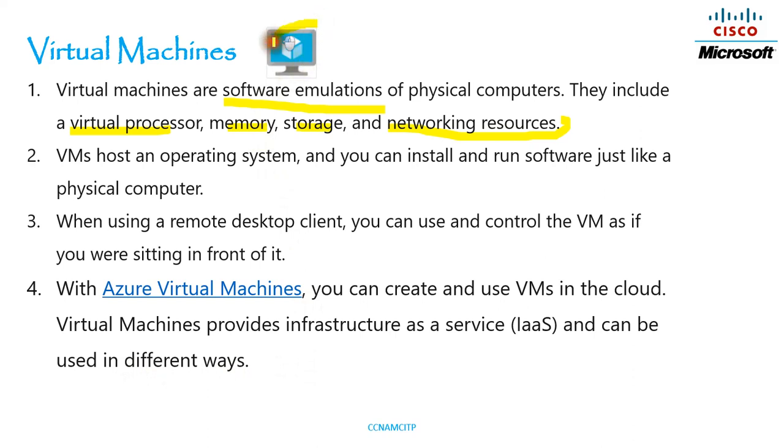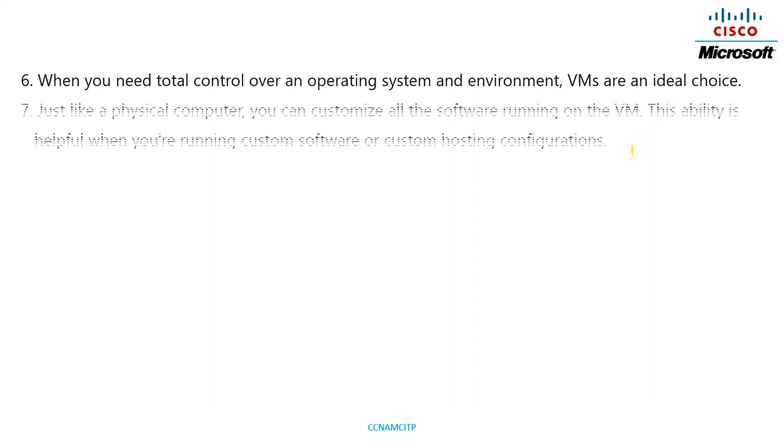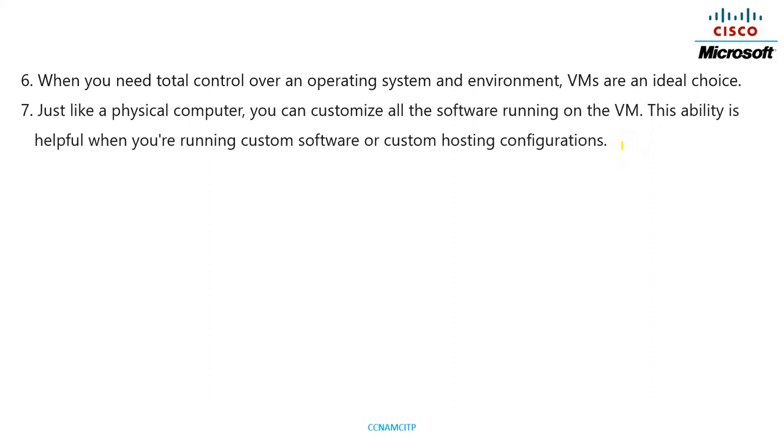So this is just an example icon of a virtual machine. When you need total control over an operating system and environment, VMs are an ideal choice. If you want to control the operating system and environment, you can create virtual machines. So guys, just like a physical computer, you can customize all the software running on a virtual machine. This ability is helpful when you are running custom software or custom hosting configurations.